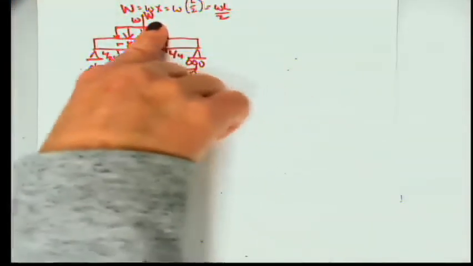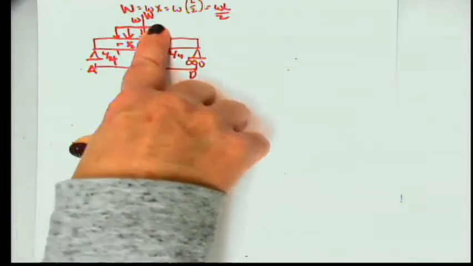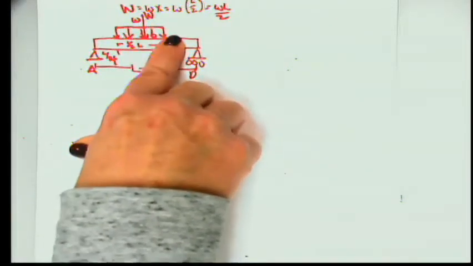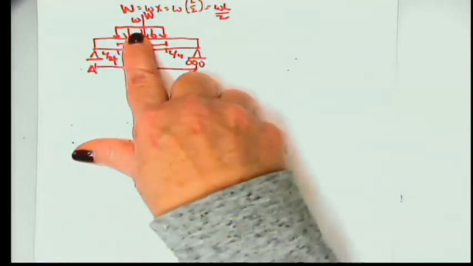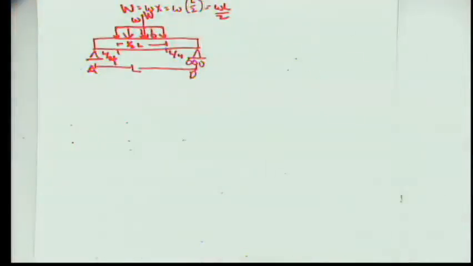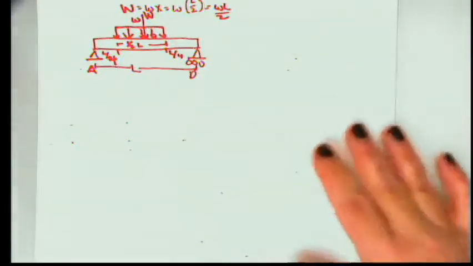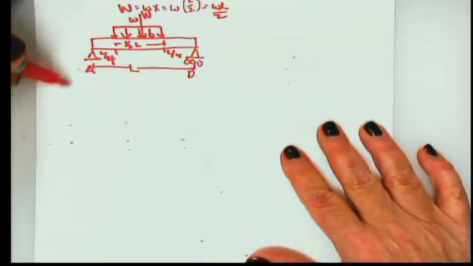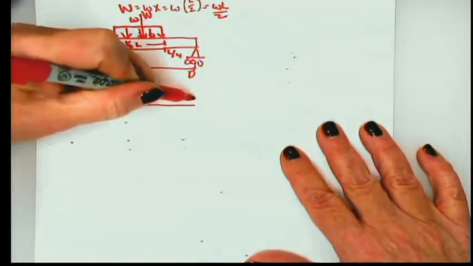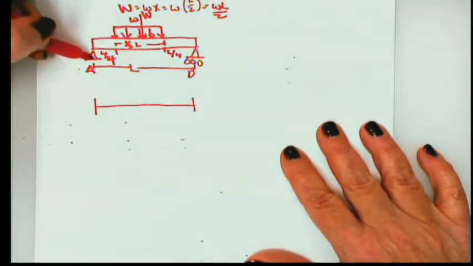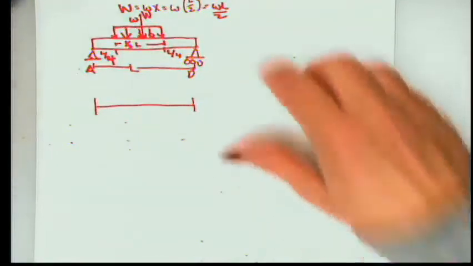Now, that is for the purpose of doing moments. When we do shear diagrams, we're going to have to distribute it because obviously the shear is going to be different 1 foot in than it is 2 feet in because we're increasing that load. So that's what I'll show you next. All right, so the first thing we want to do, free body diagram. We want to determine what is the reaction at A, what is the reaction at D.